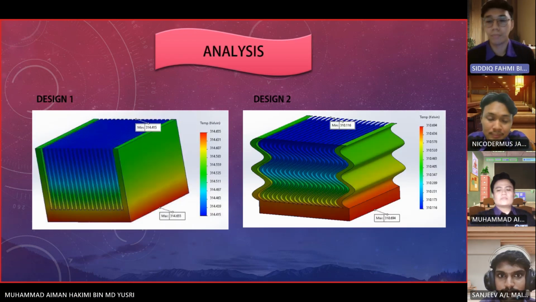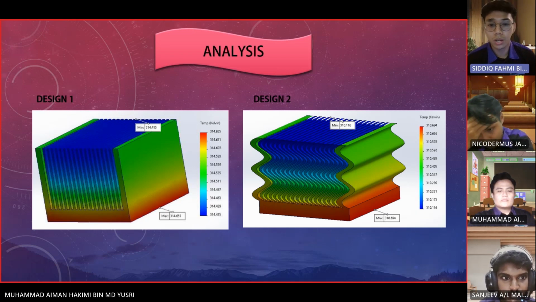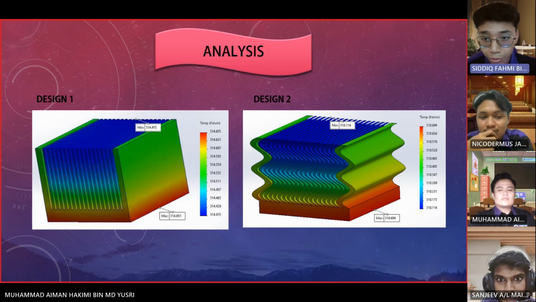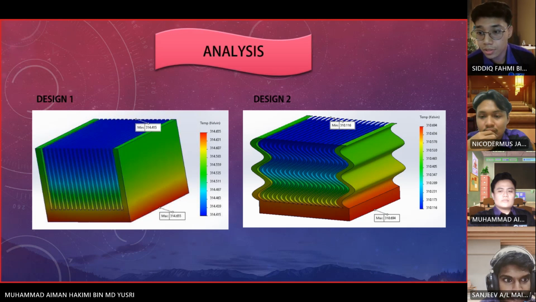For the part analysis, we have two designs, which are design 1 and design 2. The difference between design 1 and design 2 is that for design 1 the temperature is 314.4415, and the maximum temperature for design 2 is 310.116.